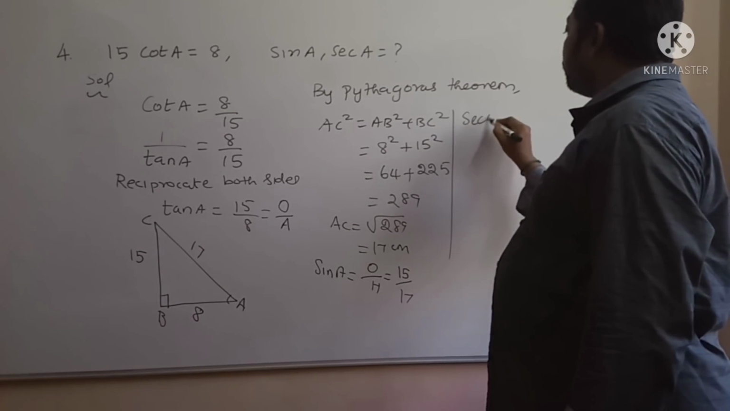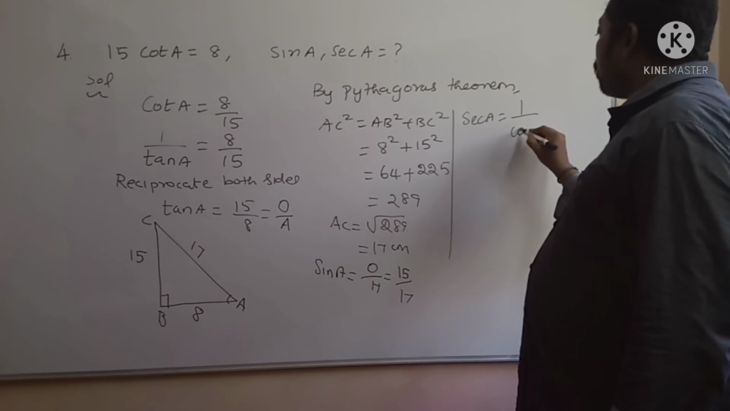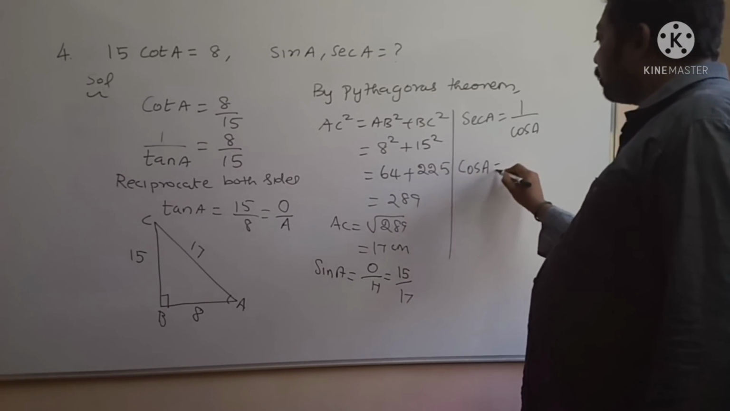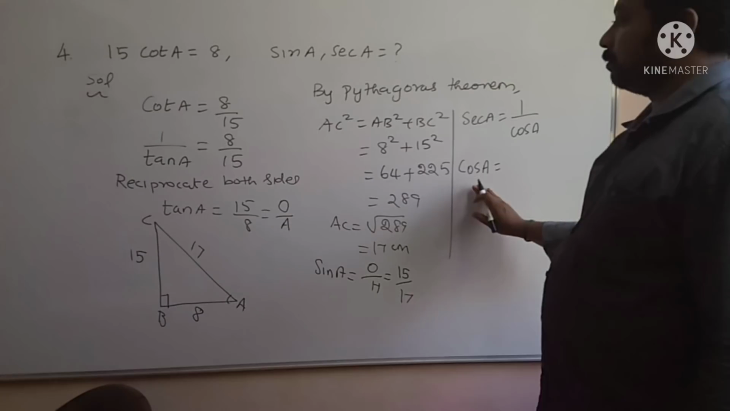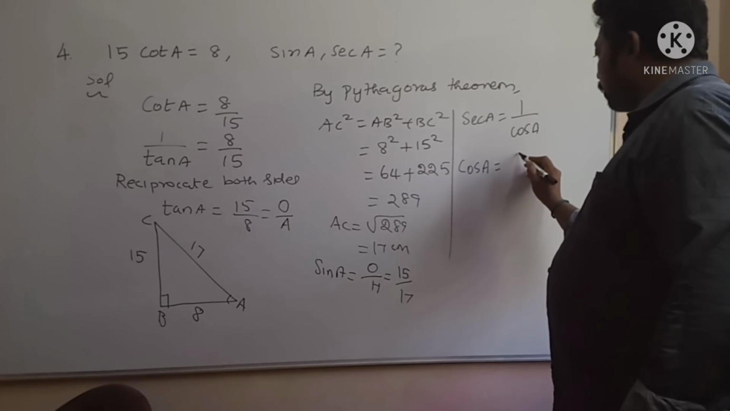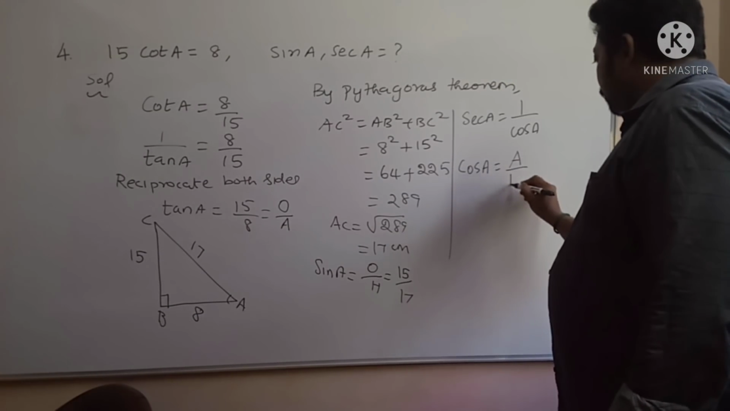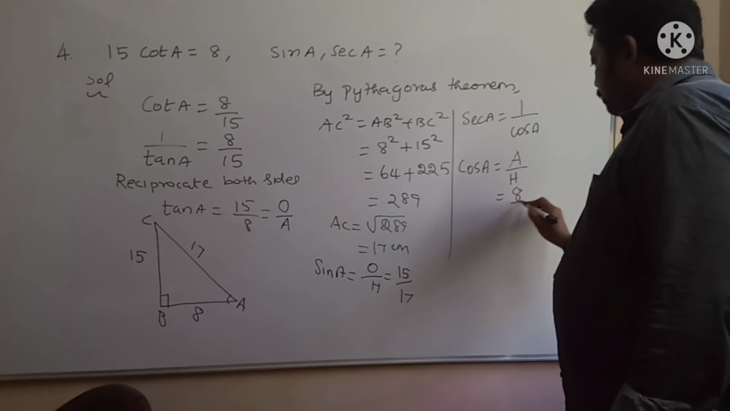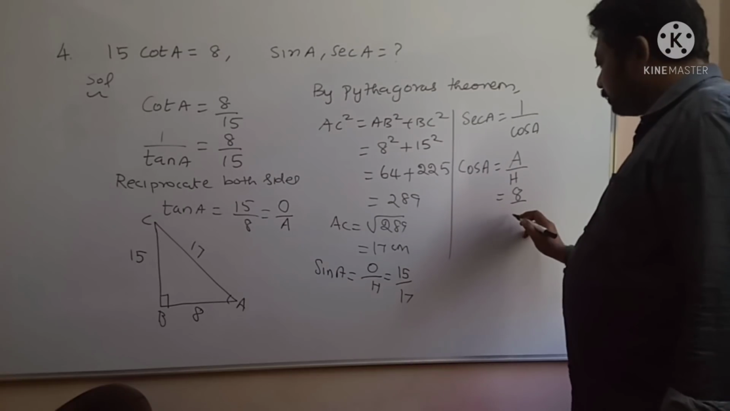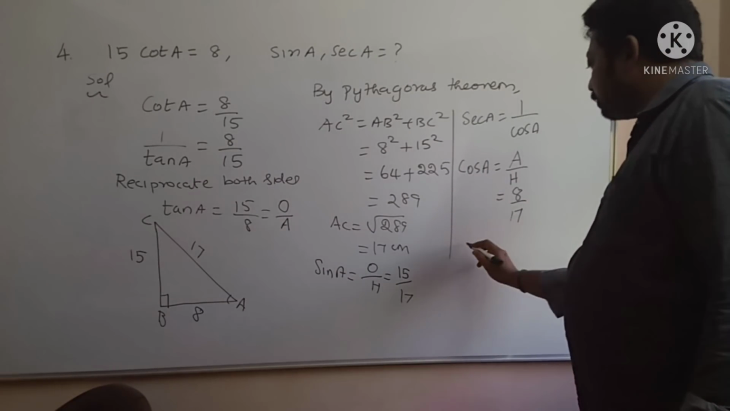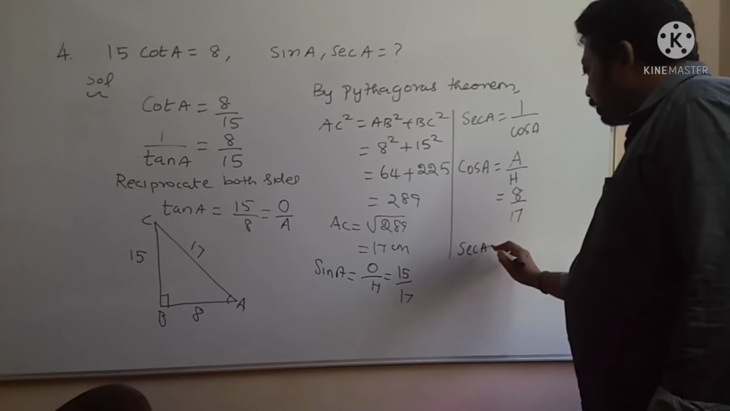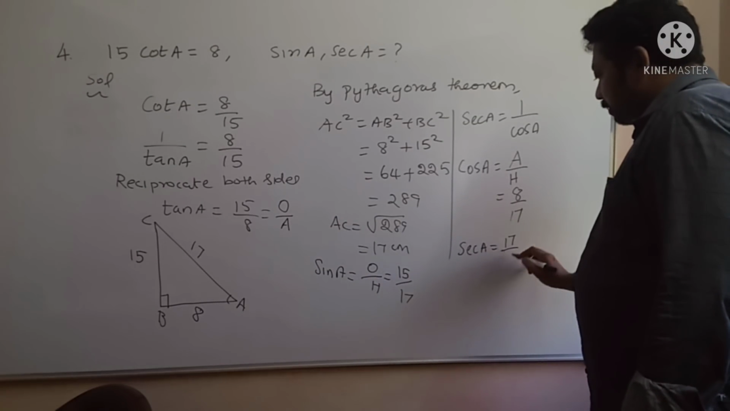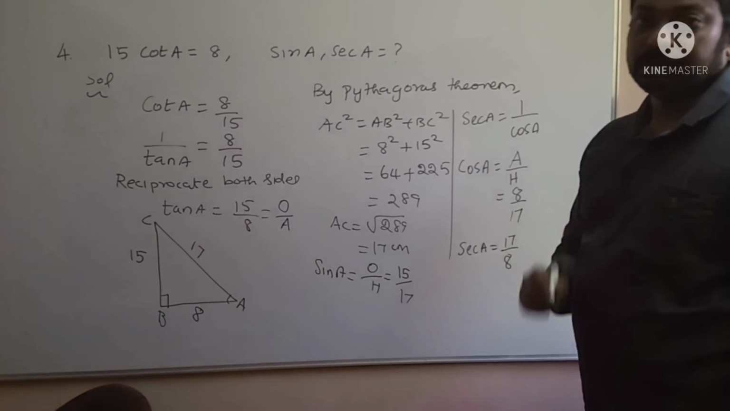So what is secant A? Secant A is 1 by cos A. We don't know cos A, so we find cos A. We know the formula: cos A is adjacent side by hypotenuse, right? What is the adjacent side? It is 8, because the angle is A, and the hypotenuse is 17. Therefore, what is secant A? Secant A is 1 by cos A, that is the reciprocal of cos A. So secant A is 17 by 8.